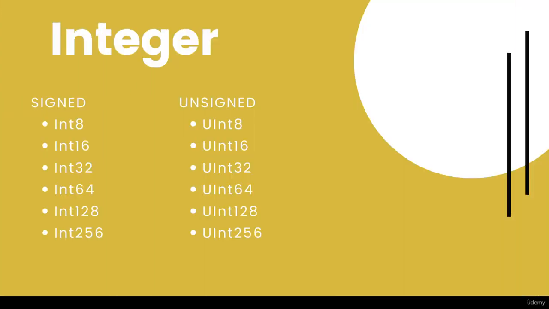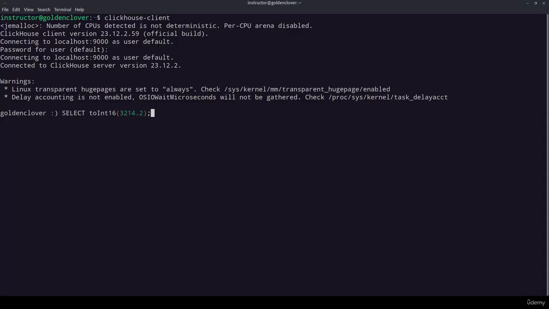Let us look at the integer data type. An integer is a whole number with no decimal or fractional part. ClickHouse supports both signed and unsigned integers. In an unsigned integer type, no negative numbers are allowed, whereas in a signed integer type, we can store both negative and positive numbers. ClickHouse supports 8-bit, 16-bit, 32-bit, 64, 128, and 256-bit integers. Let us look at an example. Here, we are going to convert a number which has both decimal and fractional part into a 16-bit signed integer.